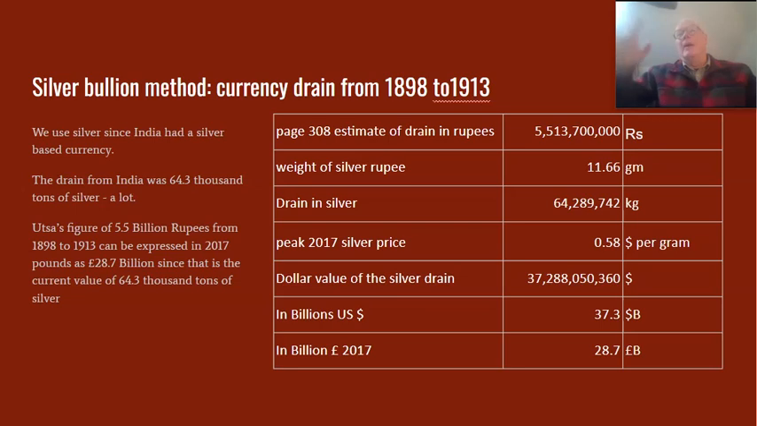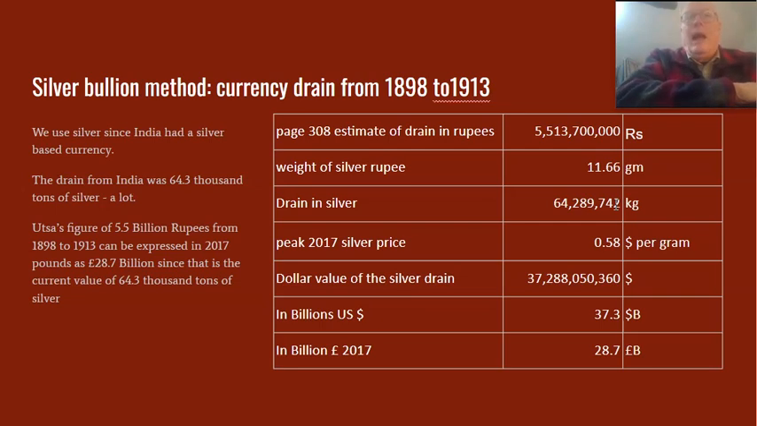Now, I'm going to apply the first method to working out the current value of the currency drain from India to Britain. And I'm using silver, since India had a silver currency. My calculations here take her figures for the number of rupees which she estimates were transferred from India to Britain by the colonial government over that period. Now, we know what a rupee weighs, just over 11 grams. So we can estimate how much silver equivalent was exported from India. And it's a huge amount. It's about 64,000 tons of silver equivalent, if it had actually been shipped as silver.